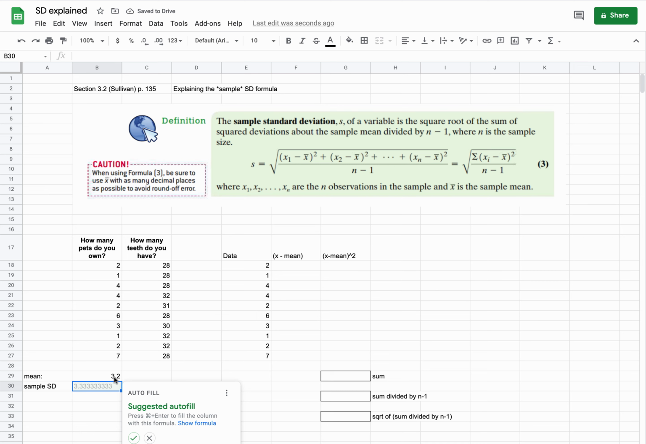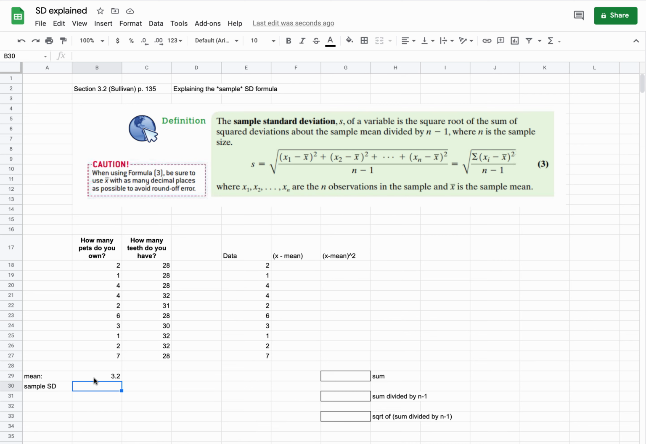Now, I just noticed that Google Sheets is saying, hey, we think that you want to compute another number, and they suggest an autofill. I don't want to do that right now, so I'm just going to X out on that. All right, there's my mean. If I add up all these numbers and divide by how many data points I have, I have 1, 2, 3, 4, 5, 6, 7, 8, 9, 10, conveniently 10 numbers. The average is 3.2.